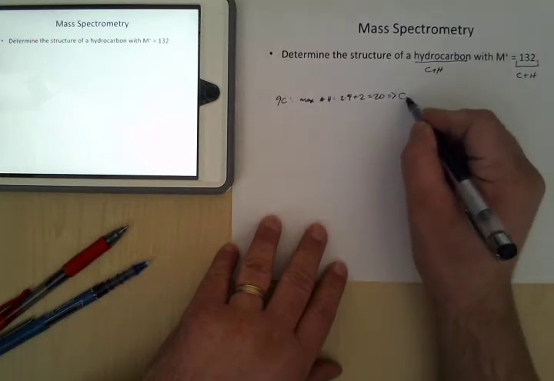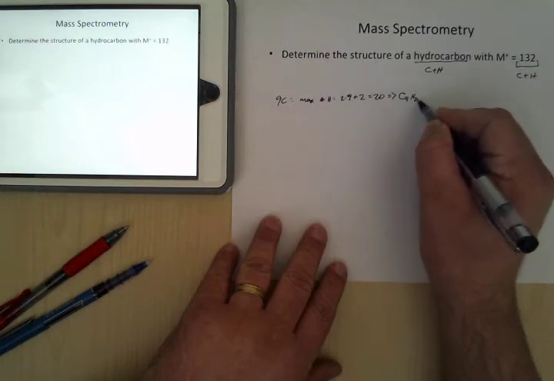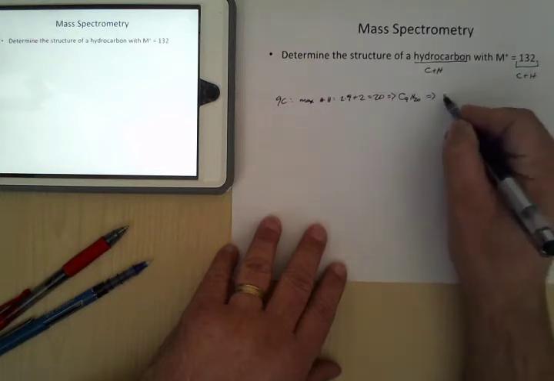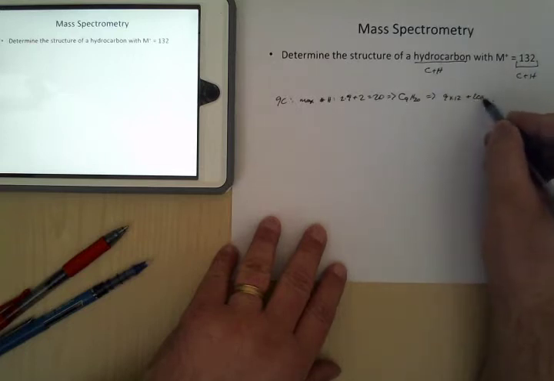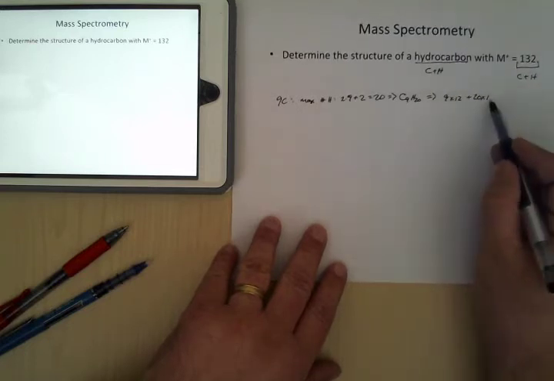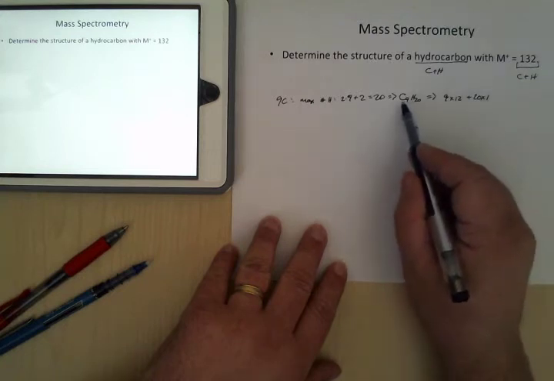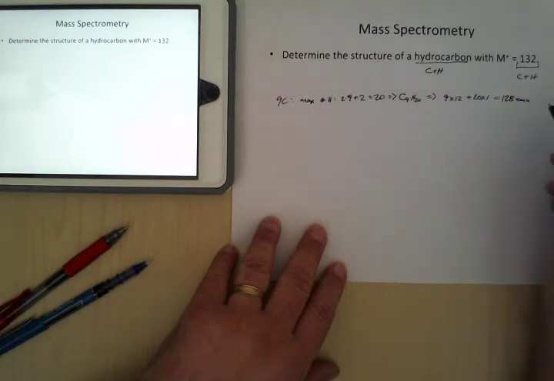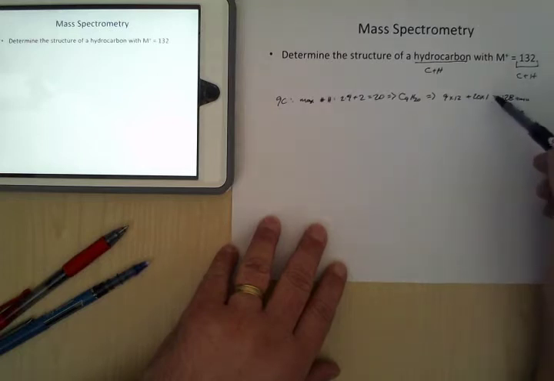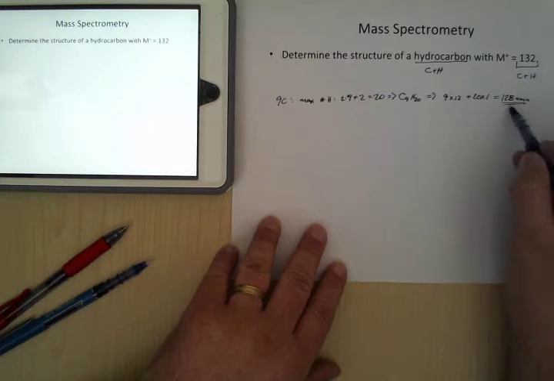So we could have C9H20, which if we did that molecular mass, it'd be 9 times 12, plus 20 times 1. So we have 20 hydrogens, each one is 1, and 9 carbons, each one is 12, and so the maximum that you can have is 128 AMU. We can't stuff more hydrogens on here to make 132. This is the maximum it could be.